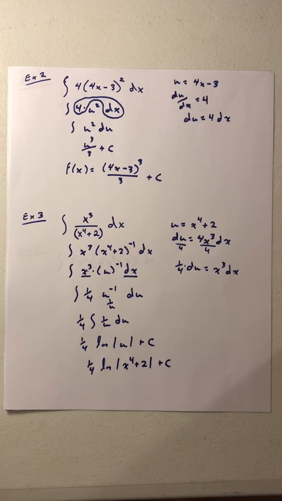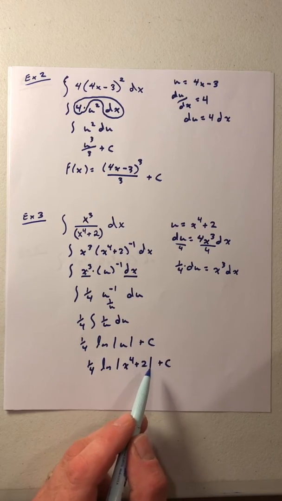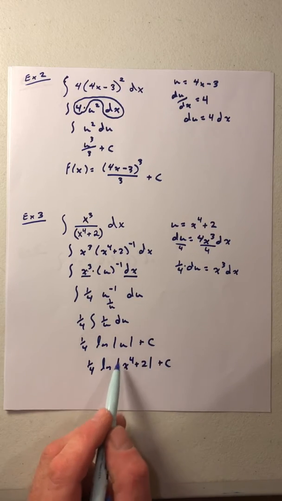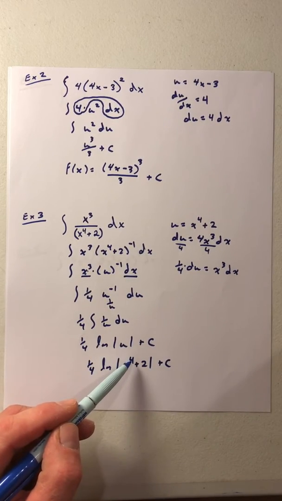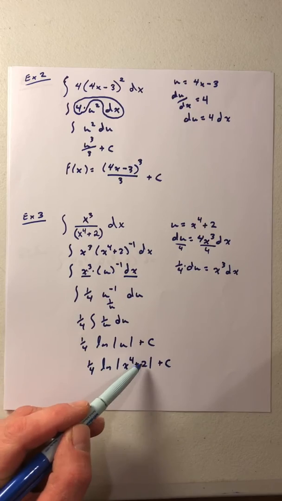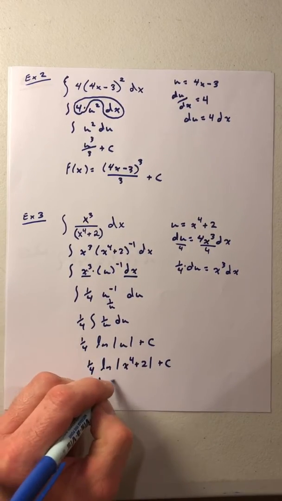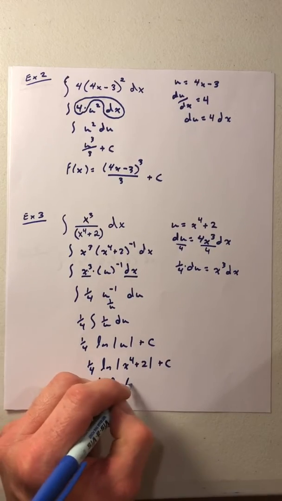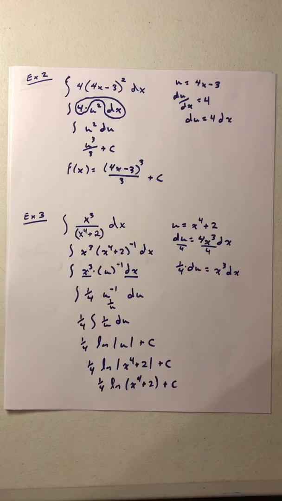Now, some of us in our answers are going to see that these absolute values really aren't necessary. We're going to see them as a quantity. Why is that? Well, if I take x to the fourth, I'm always going to get a positive number. Plus 2 is always going to be another positive number. So I could really write this as 1/4 the natural log of x to the fourth plus 2 in parentheses plus c.